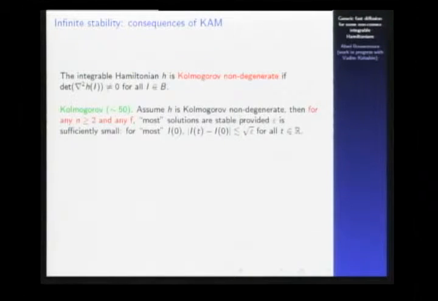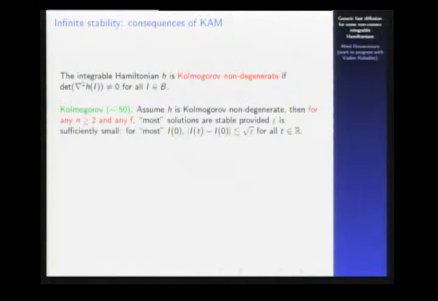Okay? Once you assume this condition, there's a theorem by Kolmogorov which says that many tori persist, so I will not write the result precisely. I will just explain the consequence of preservation of invariant tori, or preservation of quasi-periodic solutions. If you assume H is Kolmogorov non-degenerate, then for any n bigger than 2 and any f, so it's true for any perturbation, most solutions are stable, provided epsilon is small enough. This most is a set of positive measure, and the measure of the complement goes to 0 when epsilon goes to 0, so it's a set of big measure.